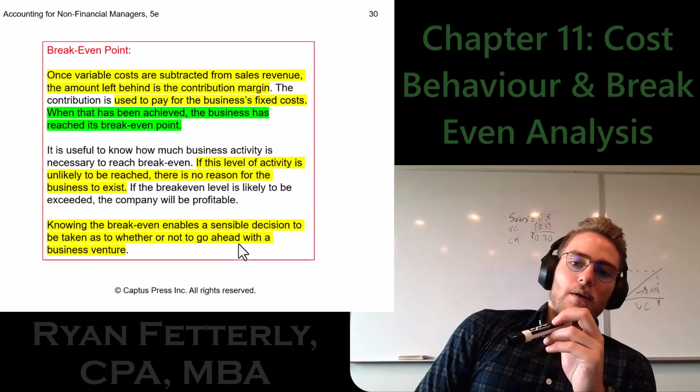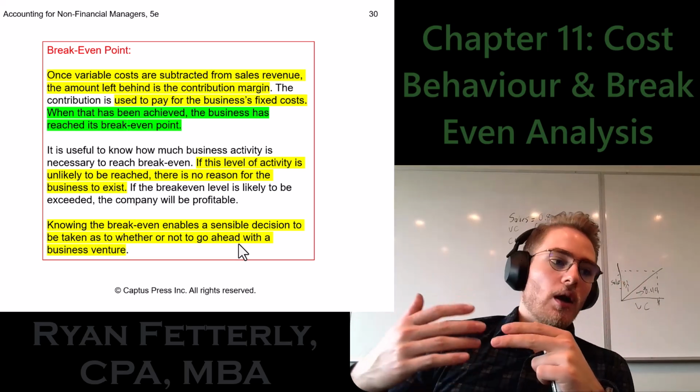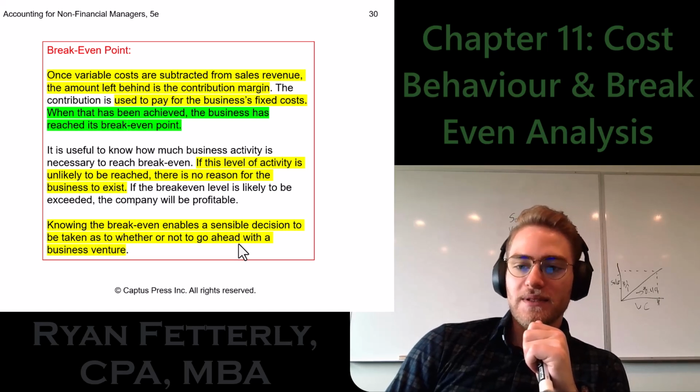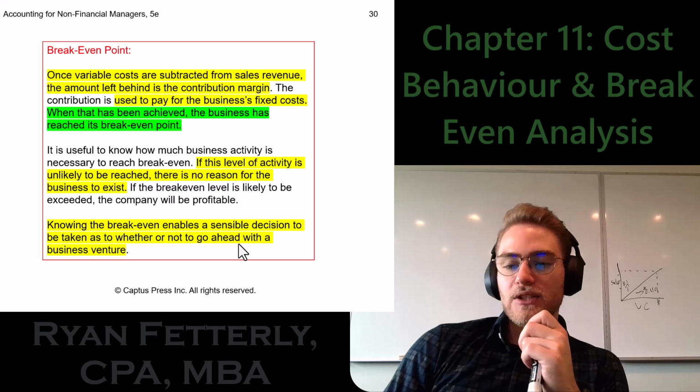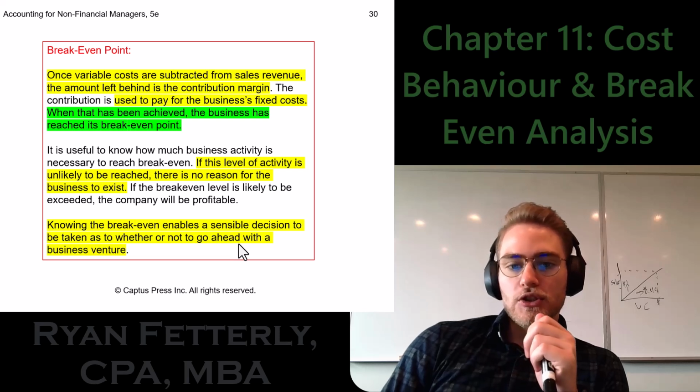So let's consider a break-even point. At what point do we go from a loss into making profit? Once variable costs are subtracted from sales revenue, the amount left behind is the contribution margin, and the contribution margin is basically used to pay for the business's fixed costs.